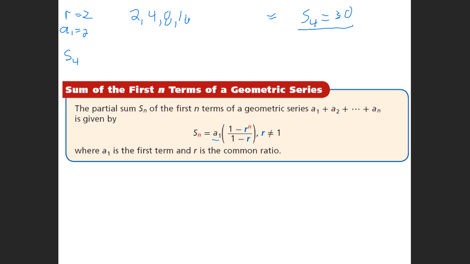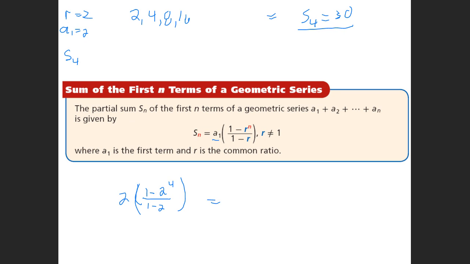So a sub 1 is 2. 1 minus r, well, our r value was 2, right? To the nth power, well, that was to the 4th power, over 1 minus r, so that's 1 minus 2. It doesn't look like this is going to equal 30, but let's just try it.